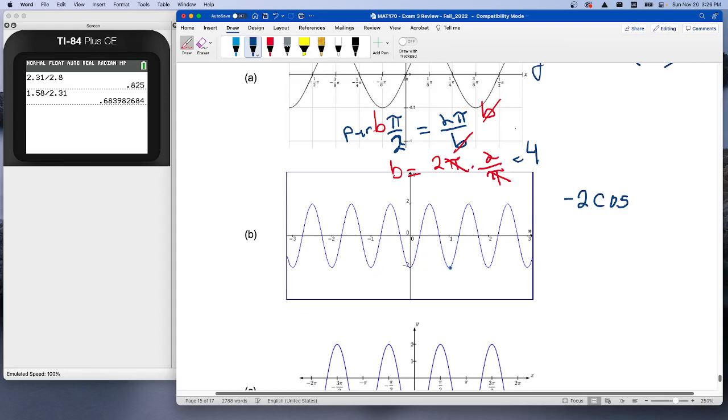Then I need to figure out what the period is. So it's going to repeat here. The period is 1. So 1 equals 2 pi over b. Right? Starts here, starts to repeat here. Multiply both sides by b. So we get b equals 2 pi. So that's minus 2 cosine 2 pi x.